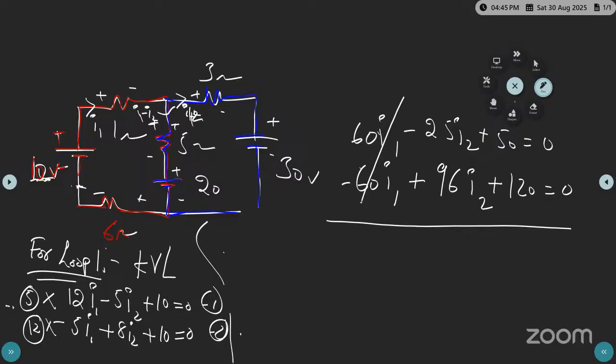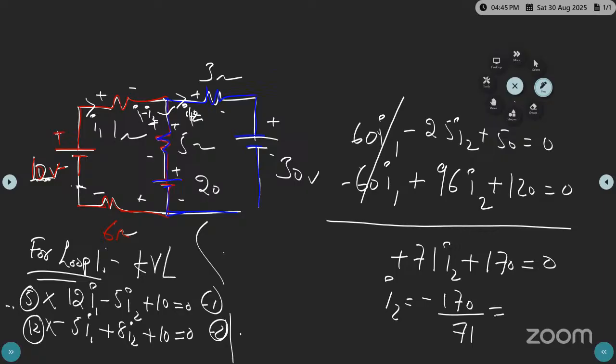Right. How much is it? 71 I2 plus 170 is equal to 0. I2 is equal to minus 170 by 71. So substitute this value in any one equation. I2 value is 2.39. Substitute this value in any one equation. You will get the I1 value.